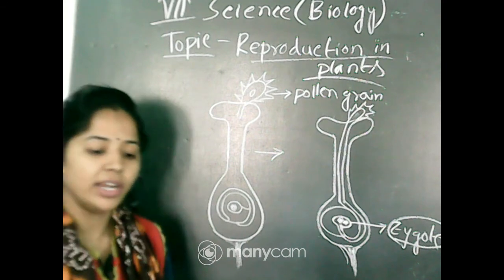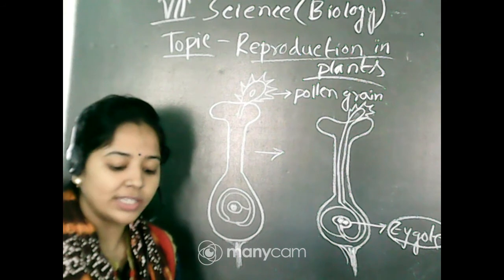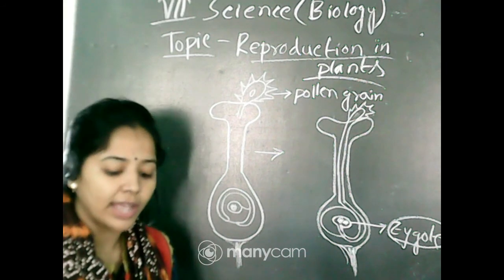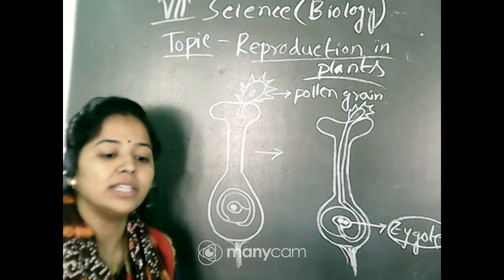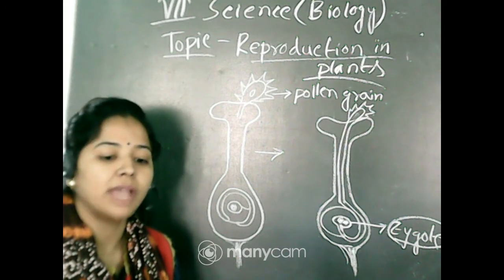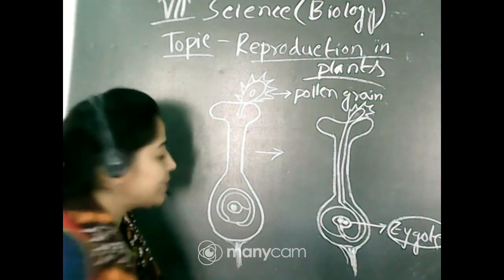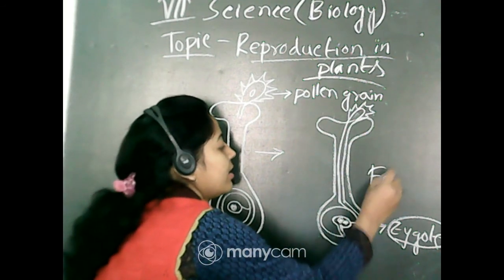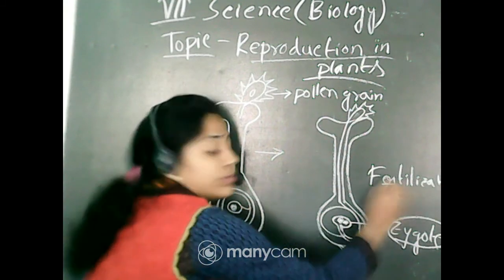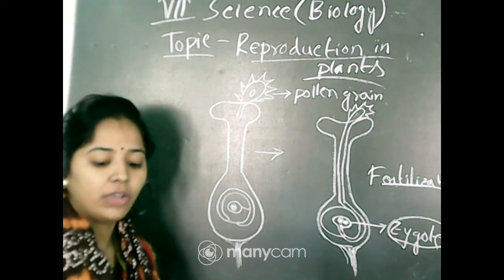Understood this picture? Any problem, students? So the cell which results after fusion of the gametes is called a zygote, and the process by which the fusion of male and female gamete takes place, or the formation of the zygote, is known as fertilization. Understood? Fertilization. I hope you understood.